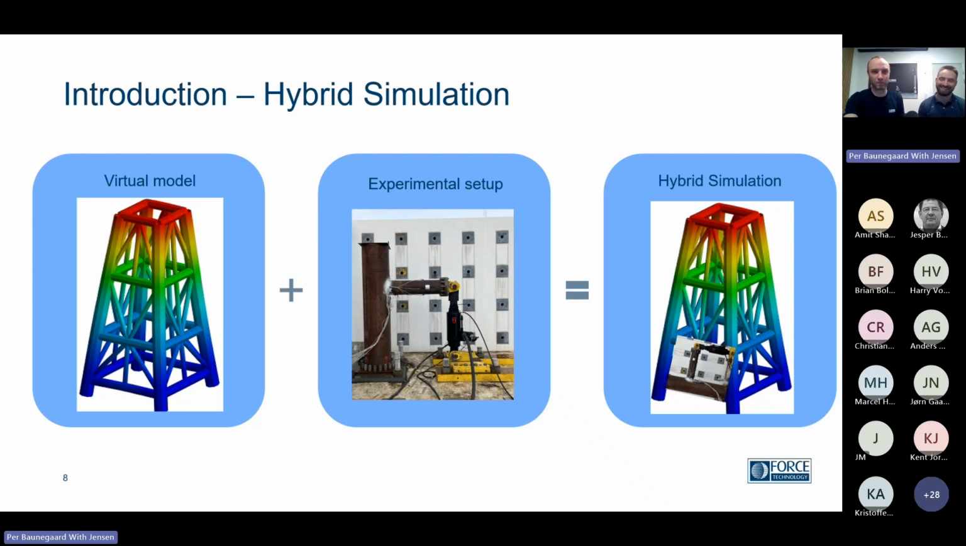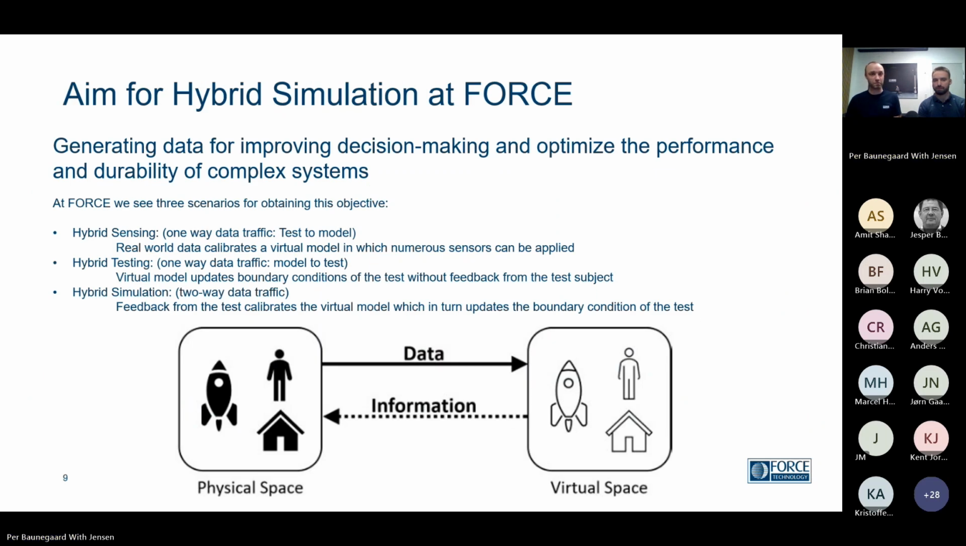Broad strokes. Again, we want to focus on the practicality of how we actually use it at FORCE. There's a lot of literature that you can find online that talks about what it is and how to set it up. For our aim at FORCE Technology, we focus on hybrid simulation for generating data for improving decision making and optimizing the performance and durability of complex systems. Very fine line, but that is the focus. Either we optimize the data generated by the model or by the test.